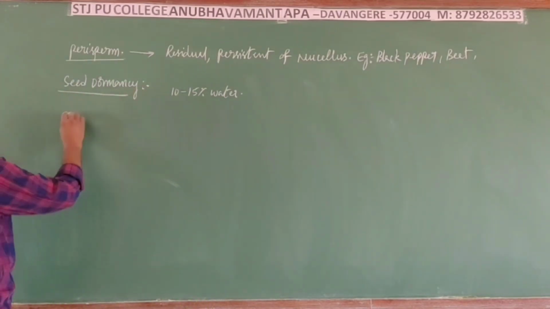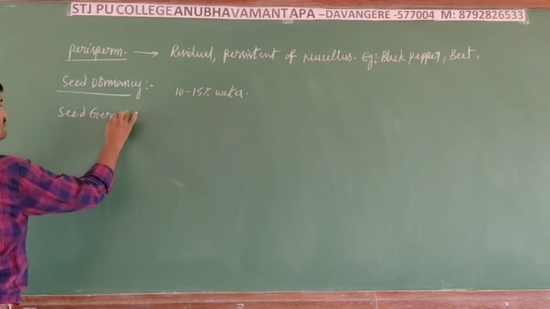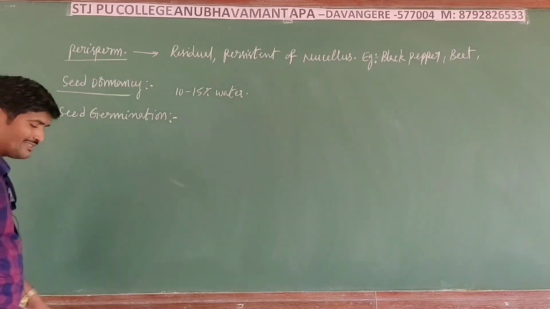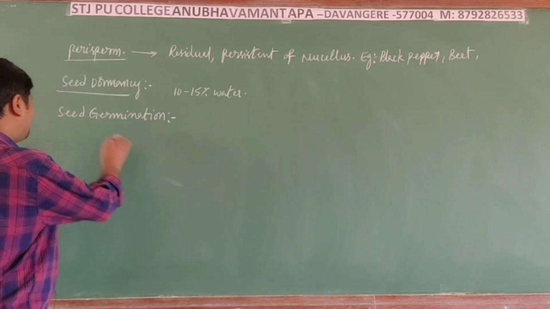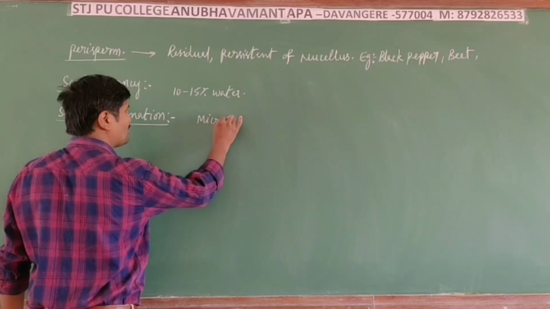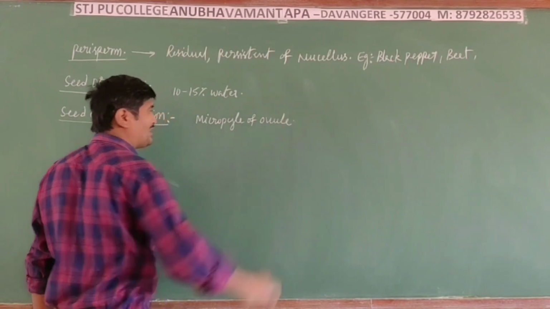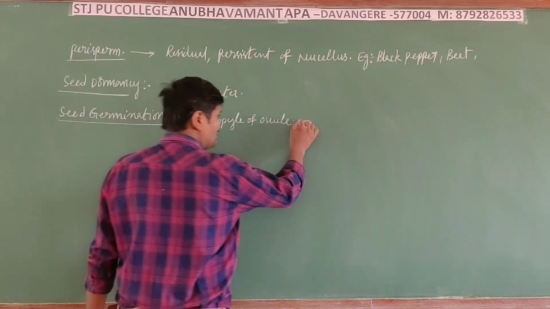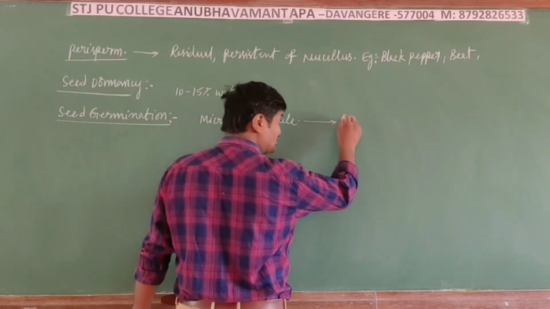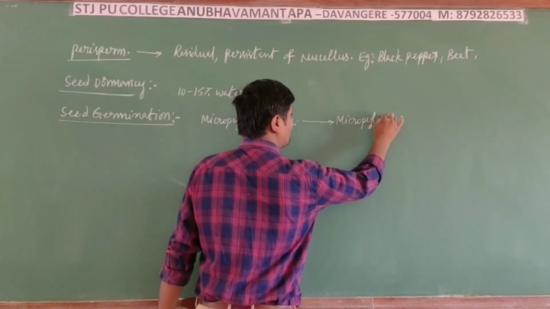Next one, seed germination. Here the micropyle of the ovule is a very important point. After fertilization, what happens? The micropyle of the ovule develops into the micropyle of the seed.